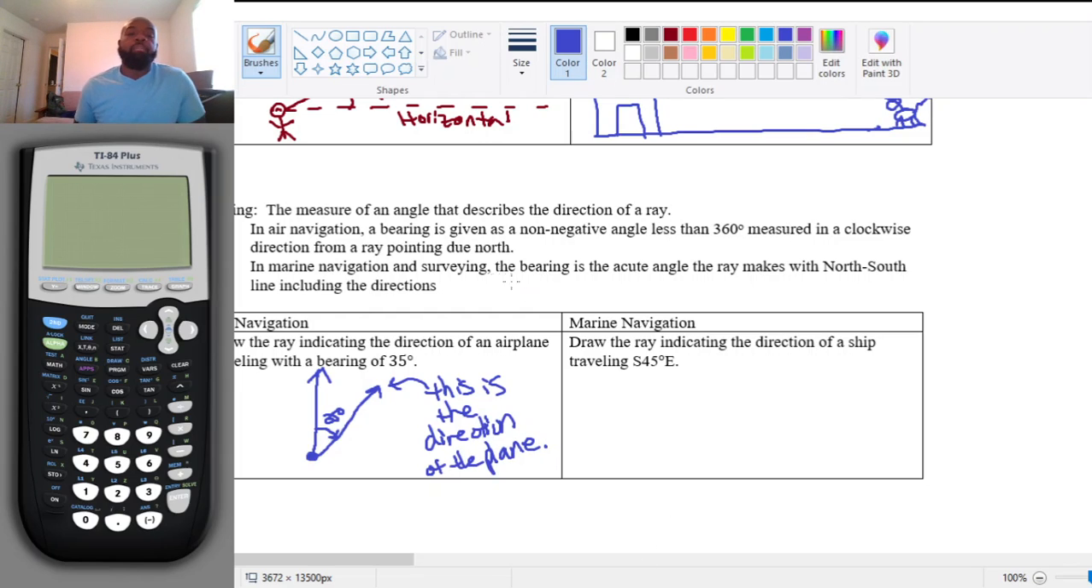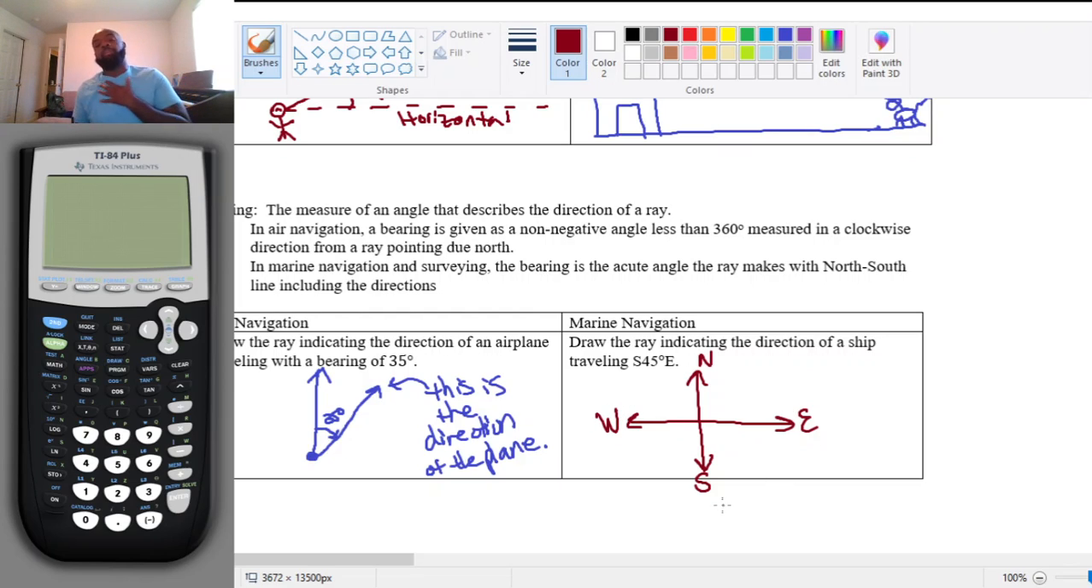Okay. In marine navigation and surveying, the bearing is the acute angle the ray makes with the north-south line, including the directions, right? And so if we think about a compass with its directions, we have north, south, west, and east, right? And the way I remember west and east, wow, I create the word we, right? Sometimes people get east and west mixed up. W-E, we, there we go. W is on the left, E is on the right.